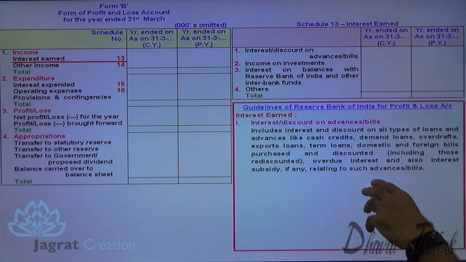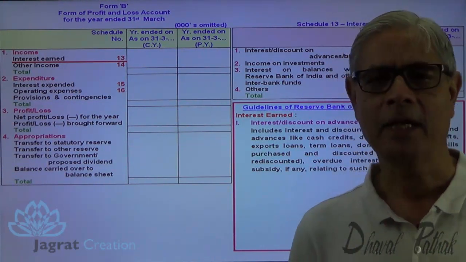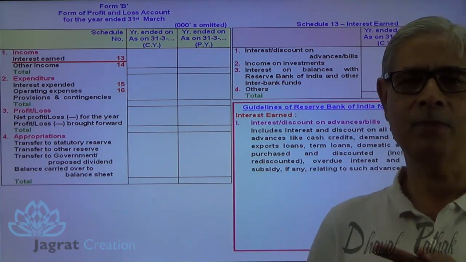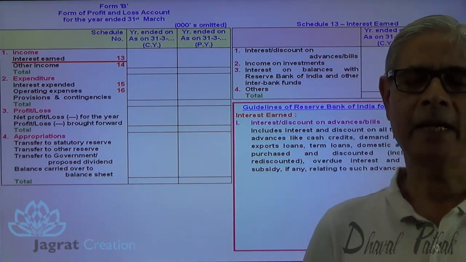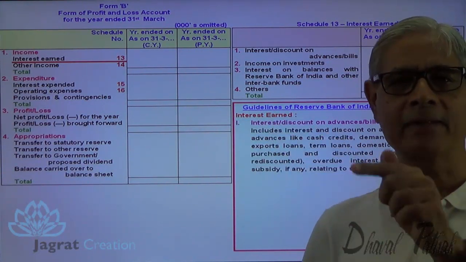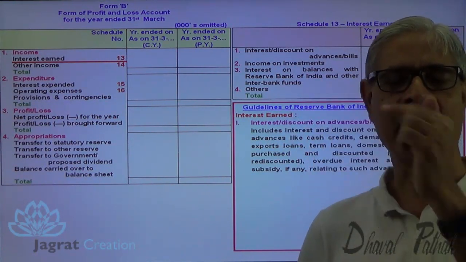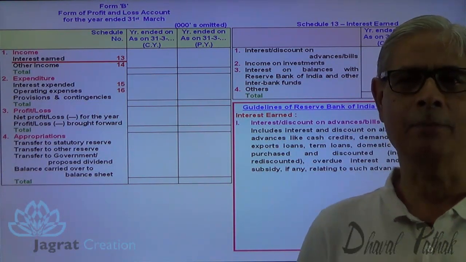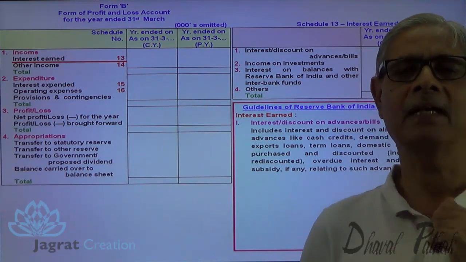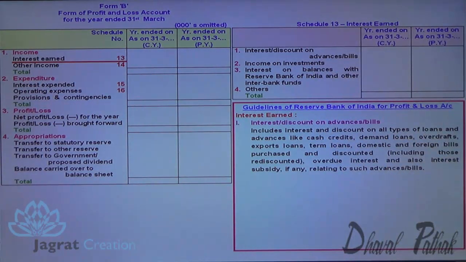Now similarly, also interest subsidy. Let me explain the word interest subsidy. Government wants banks to finance funds for agricultural purposes at a concessional rate. So the bank gives advances to the agriculturist at the concessional rate. But the difference between the normal rate of advance and the concessional rate charged from the farmer is given by the government to the bank as subsidy. So subsidy received in this fashion is also a part of interest income.